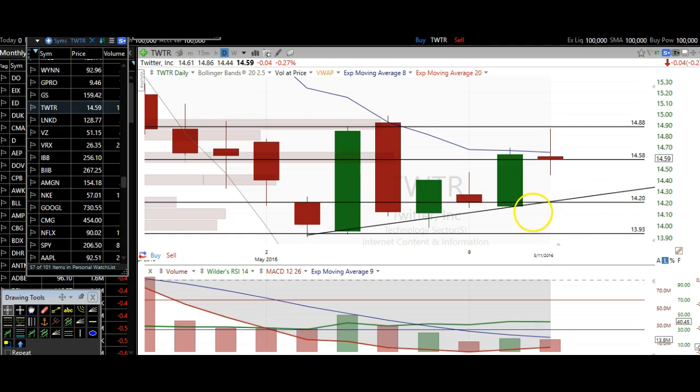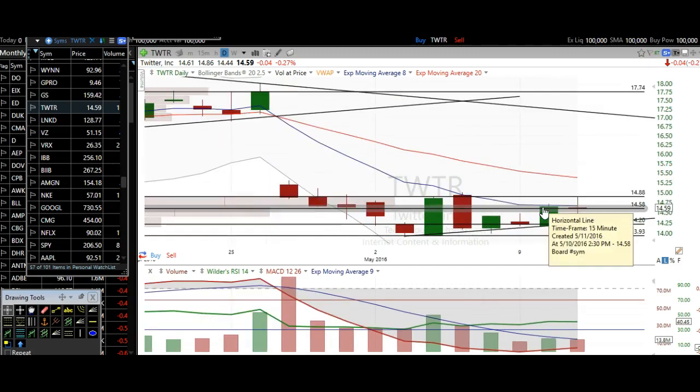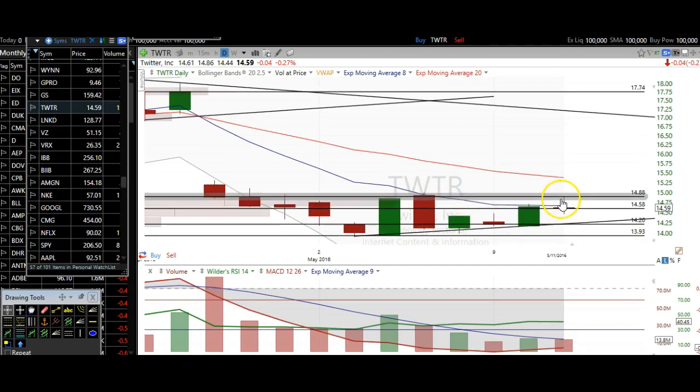So this is a level that I want to see hold. If we end up closing below these candles right here, about 1416, I believe that Twitter is going to be heading lower.